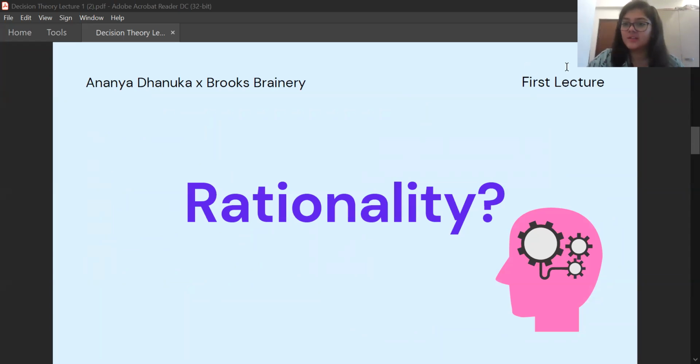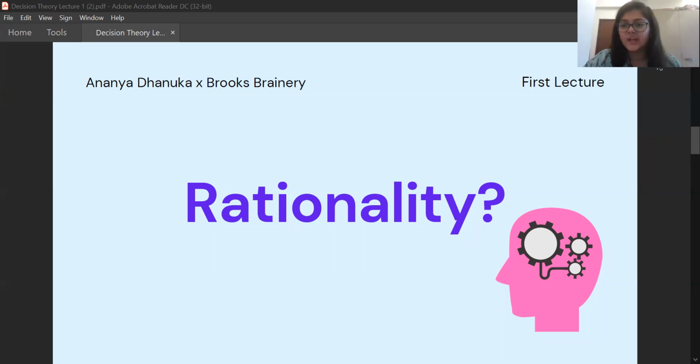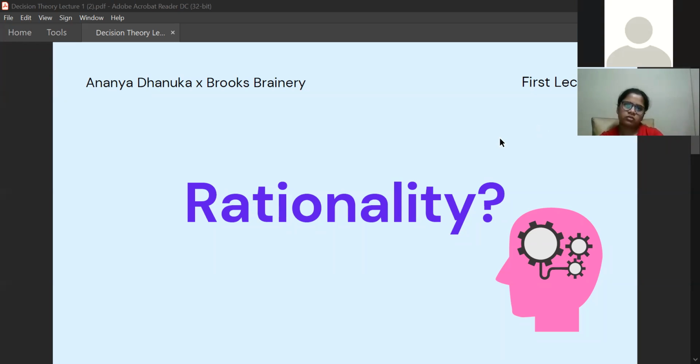So, the first question, as we set the base and the premise for the course: what is rationality? We talk about it a lot. There's a layman understanding that we have of rationality, and then there's a way that economics interprets rationality. So, what is rationality for you? How would you interpret or define rationality? Anyone could answer.